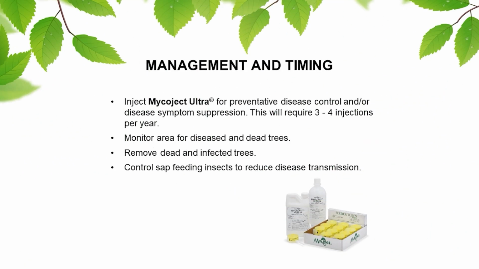Management and timing. Inject the antibiotic Mauget Ultra for preventative disease control and/or disease symptom suppression. This will require 3 to 4 injections per year. Monitor the area for diseased and dead trees. Remove dead and infected trees to reduce the source of the disease. Control sap-feeding insects to reduce disease transmission. Mauget Ultra is available in 6 milliliter capsules and 1 liter bottles.